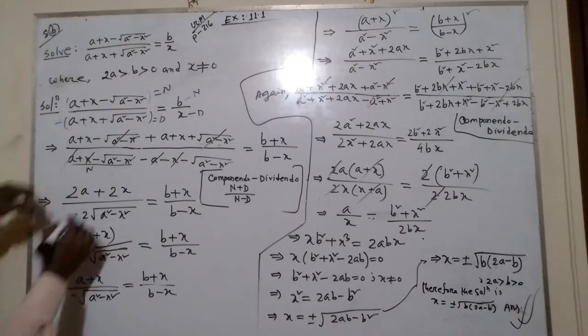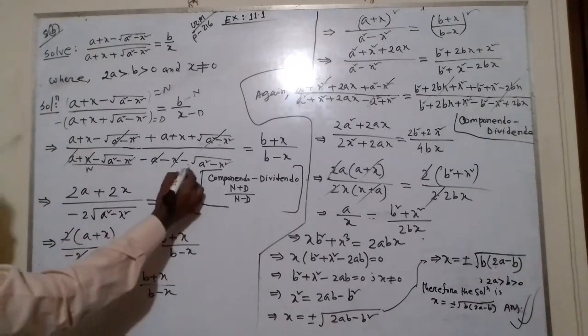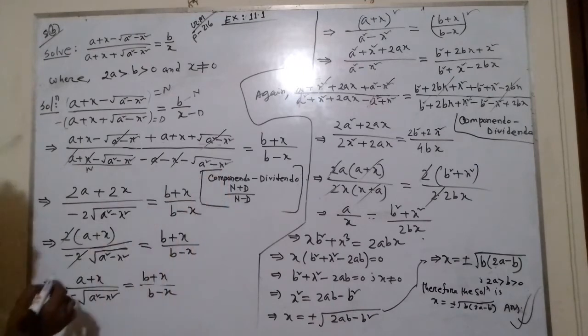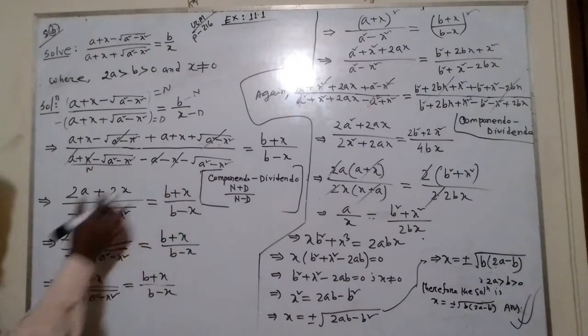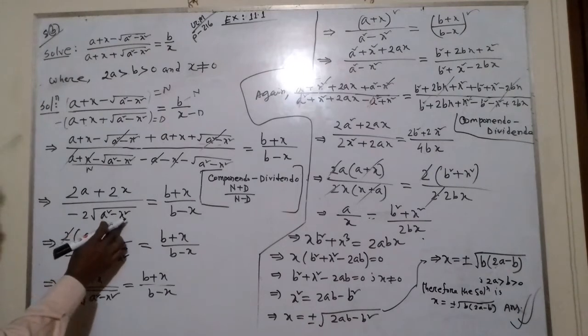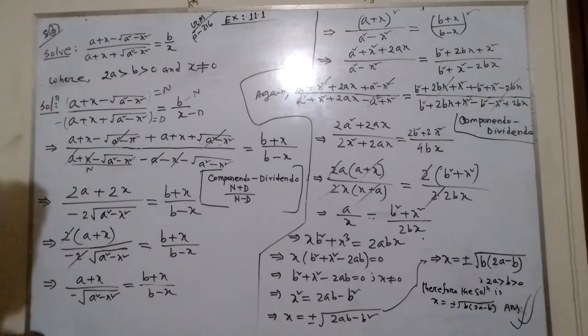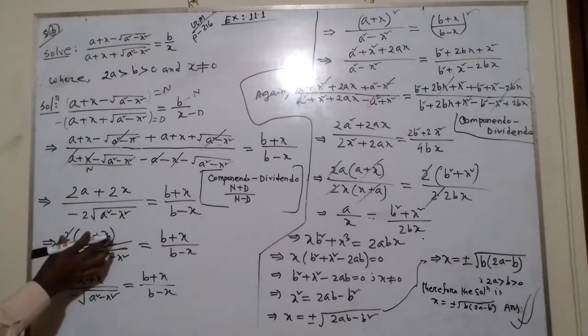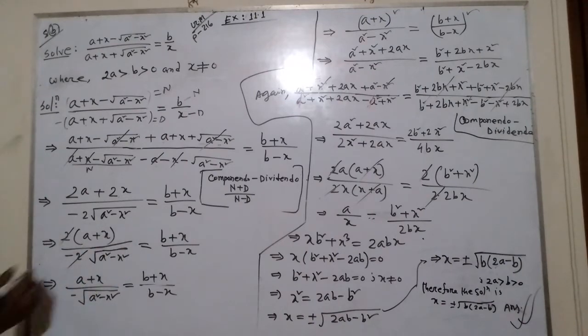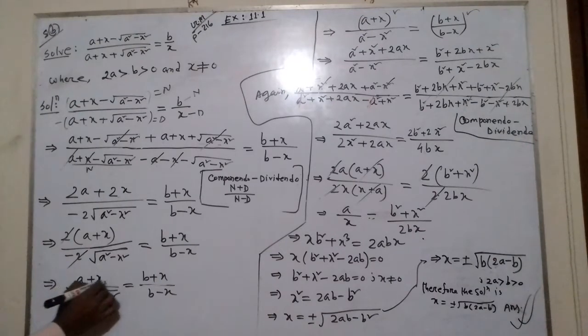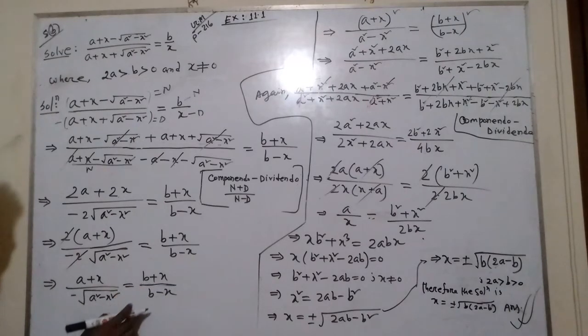Divided by minus root over a square minus x square, minus root over a square minus x square, these two terms are the same, so minus 2 root over a square minus x square, equal to b plus x divided by b minus x. Now taking 2 from the numerator, a plus x divided by minus 2 into root over a square minus x square, 2 upon 2 cancel. So we can write a plus x divided by minus root over a square minus x square equal to b plus x divided by b minus x.